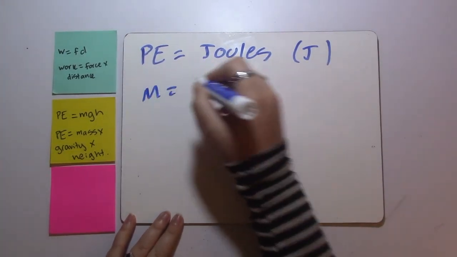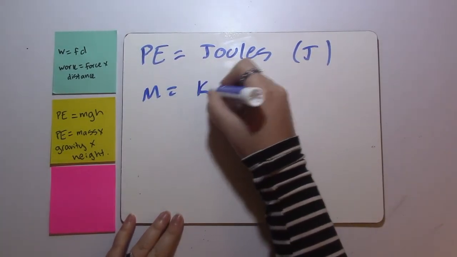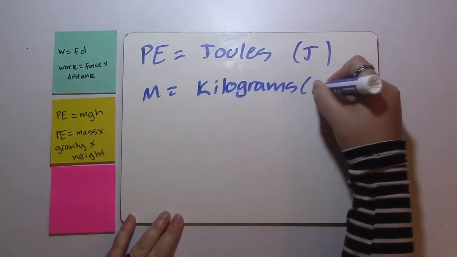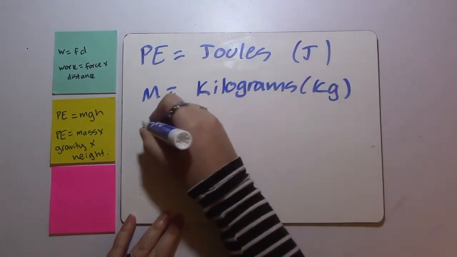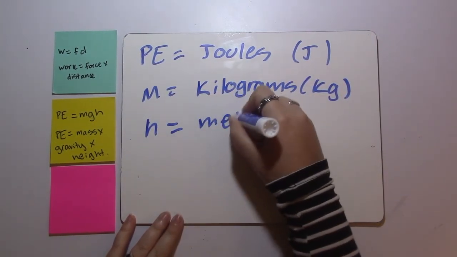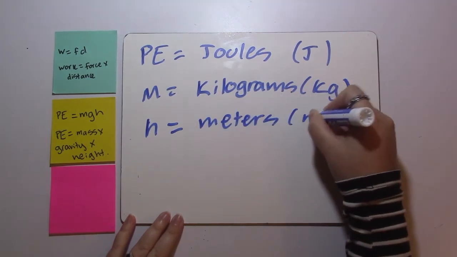Mass, for our purposes, is going to be in kilograms, or kg. Height is going to be in meters, which is m.